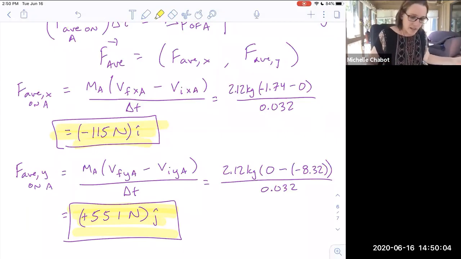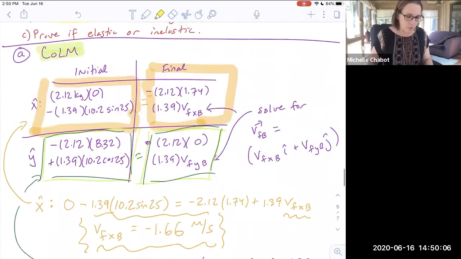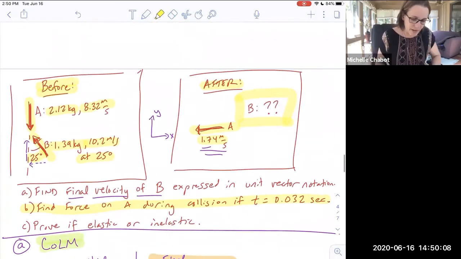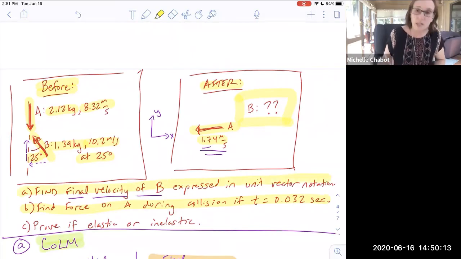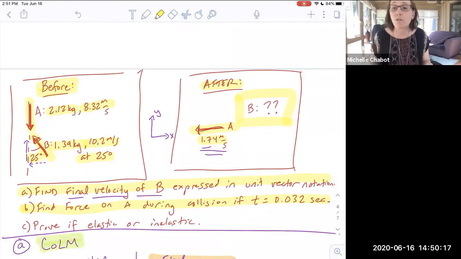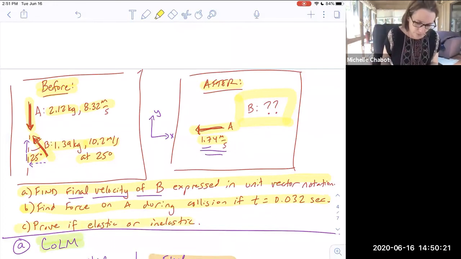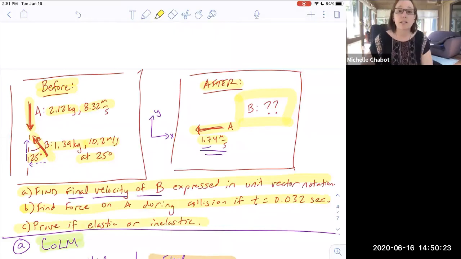Okay, so if we go back up to our original problem, we have now found the velocity. We've done part A. We found the velocity of B in unit vector notation. We found the force on A. We left that in unit vector notation. If you're not told, then just go ahead and do that. And then I have to prove if the collision is elastic or inelastic.